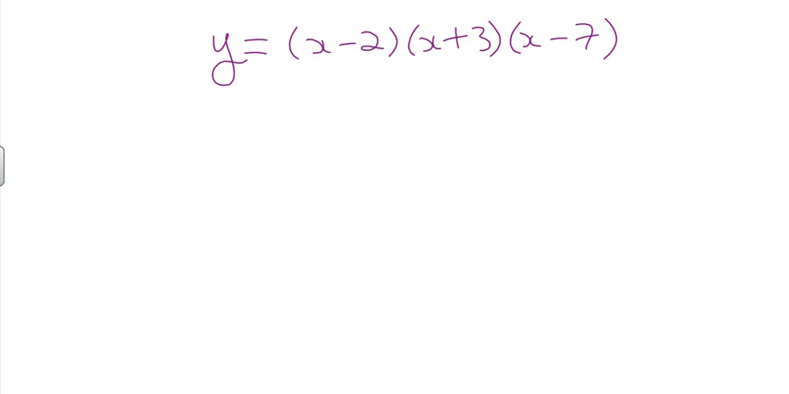What's the y-intercept for this? You say I was quickly calculating it. You can do this. You barely need a calculator. What's the y-intercept?